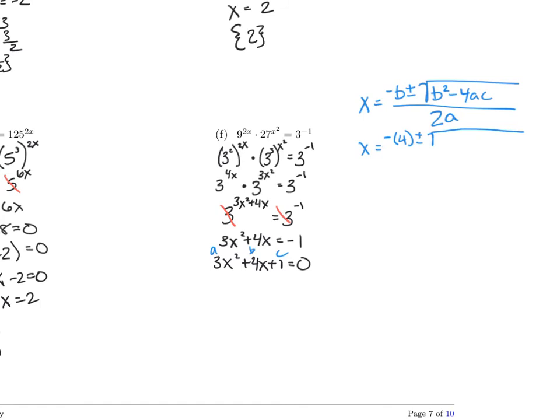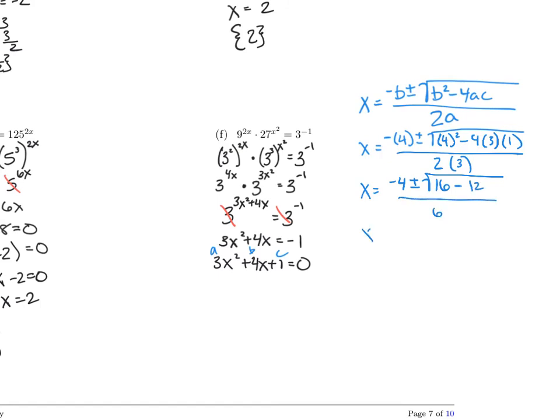So now we're going to have the square root of b squared, which in our case is 4 squared, minus 4 times our a value of 3 times our c value of 1, all over 2 times our a value of 3. So let's see, this is going to be x is equal to negative 4 plus or minus the square root of 16 minus 12 over 6, or x is equal to negative 4 plus or minus square root of 4 over 6. Cool thing is, we know square root of 4 is going to be 2. So it's going to be x is equal to negative 4 plus or minus 2 over 6.